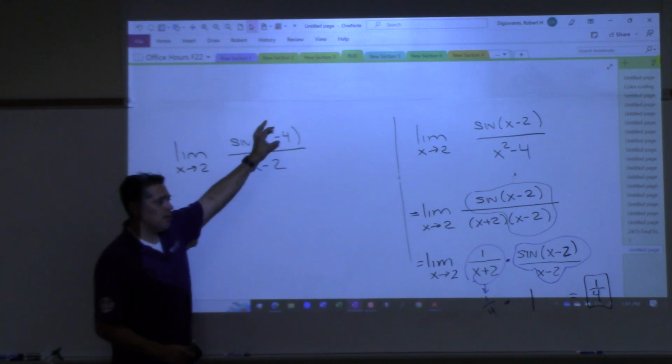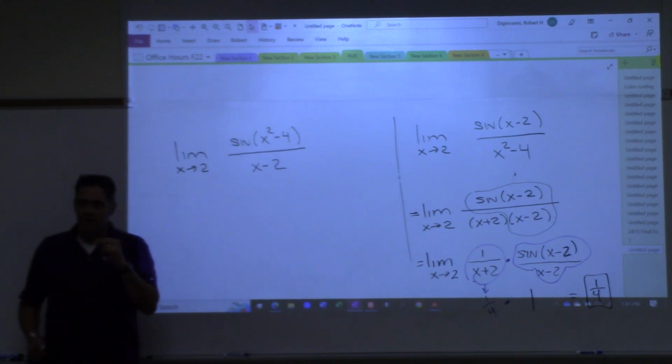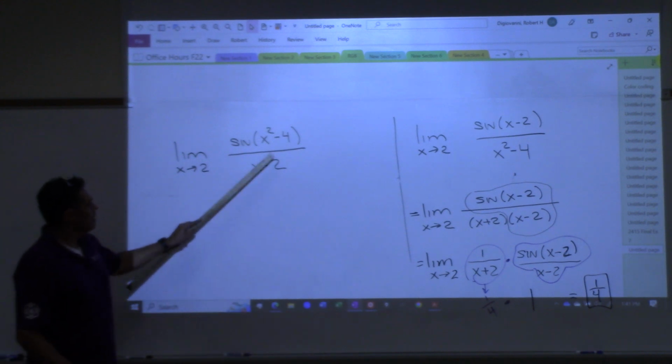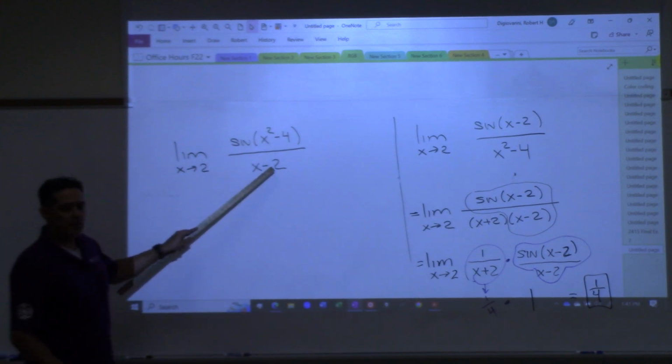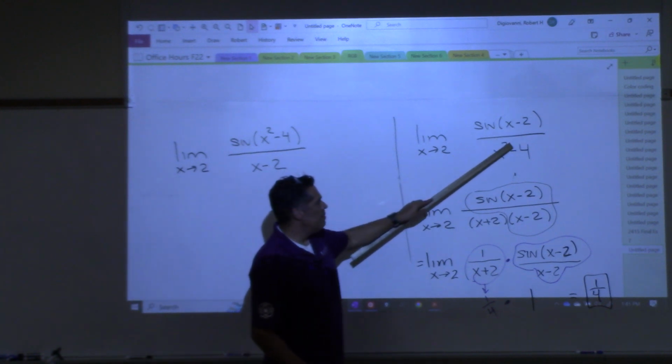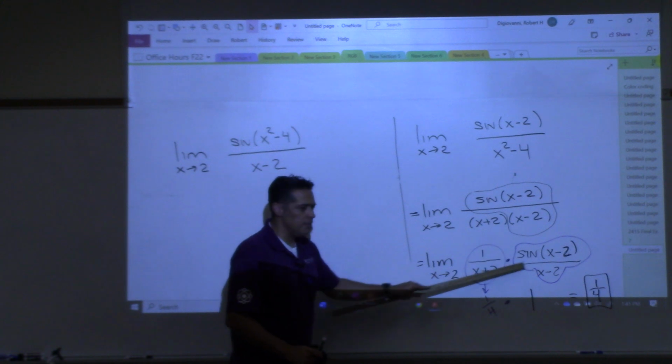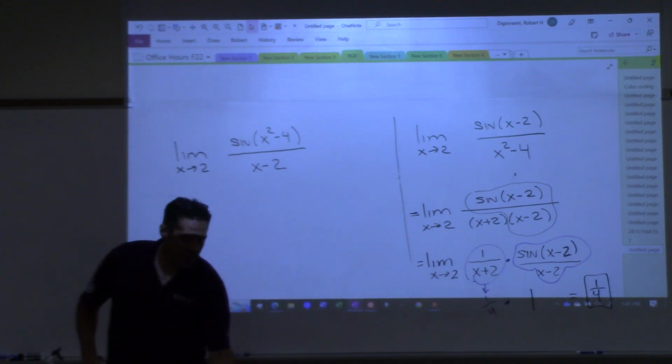Sine of 0 is 0, so we get 0 over 0. Is it sine of junk over junk? Well, not really, because these don't match, do they? Over here they didn't match either, right? But we remedied that by noticing the bottom was a difference of squares, and then we were able to do this, right? We have a little bit of an issue, though.